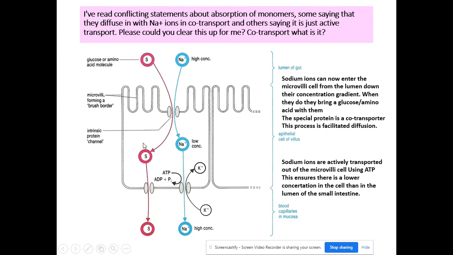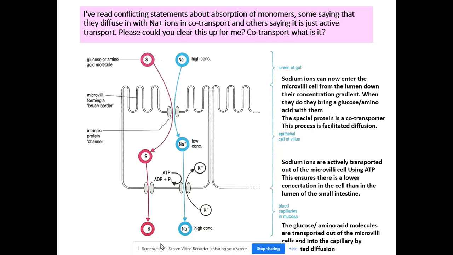Once the glucose or amino acid are then into the cell, because they've been brought in, the concentration of those is now going to be higher here. The blood is constantly moving, so there's going to be a low concentration of those molecules in the blood. And therefore, now what's going to happen is the glucose and amino acid molecules are going to be transported out of this microvilli cell into the capillary by facilitated diffusion.